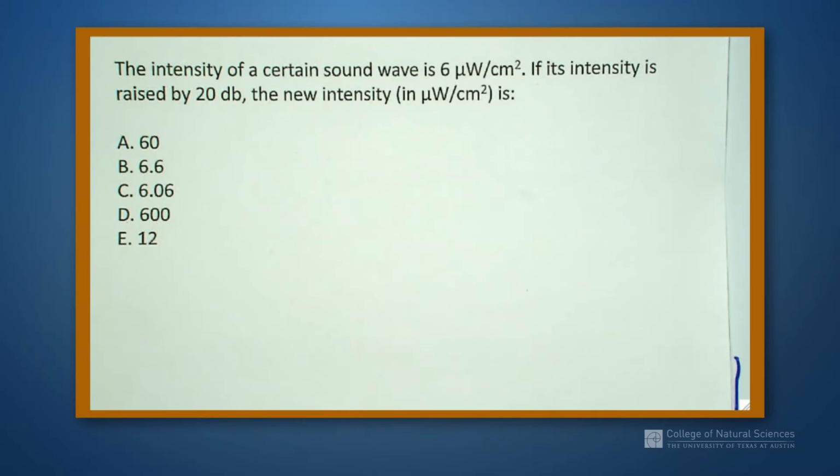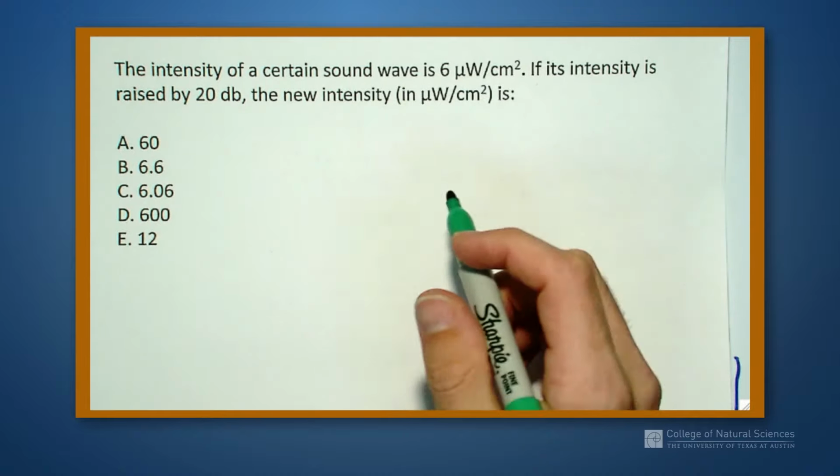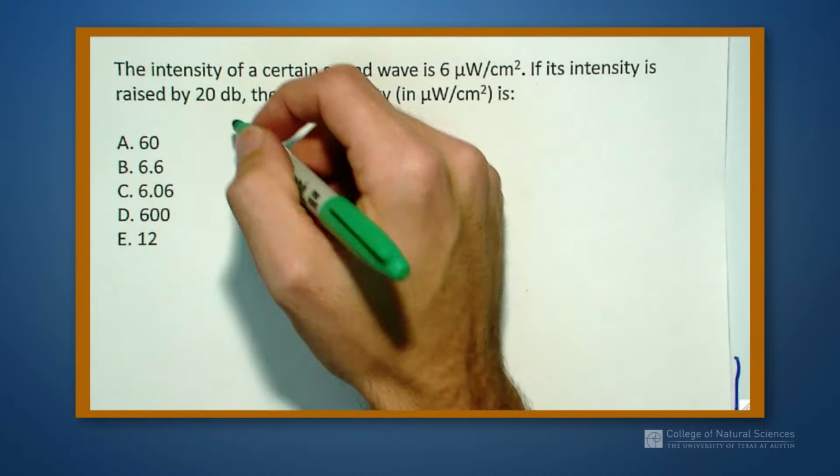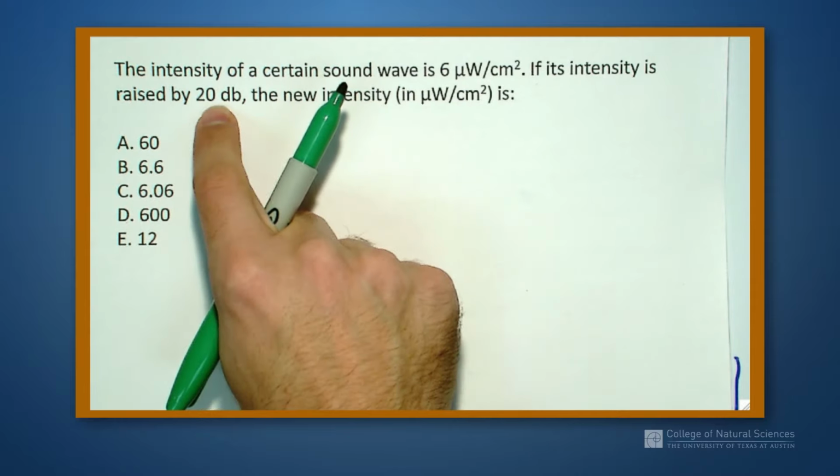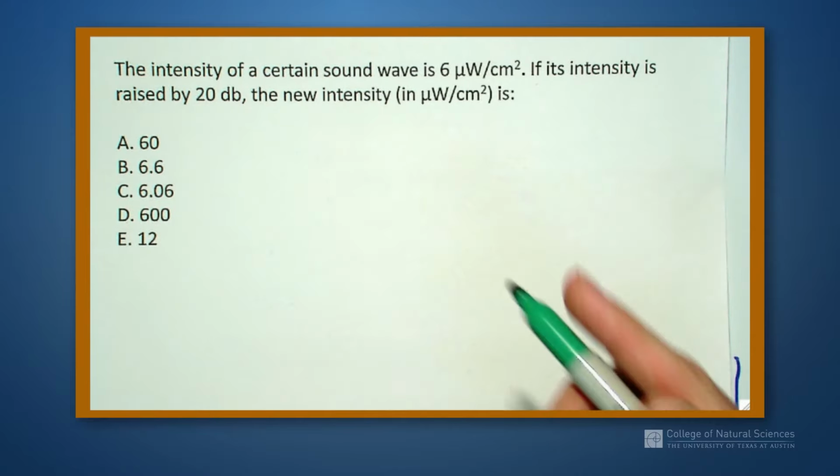Let's take a look at this question together. The question says that we have an intensity of a certain sound wave of 6 microwatts per centimeter squared. If the intensity is raised by 20 decibels, what is the new intensity? Well, it's a little bit of a problem. We're raising it by 20 decibels, and I'm not comparing it to a background.